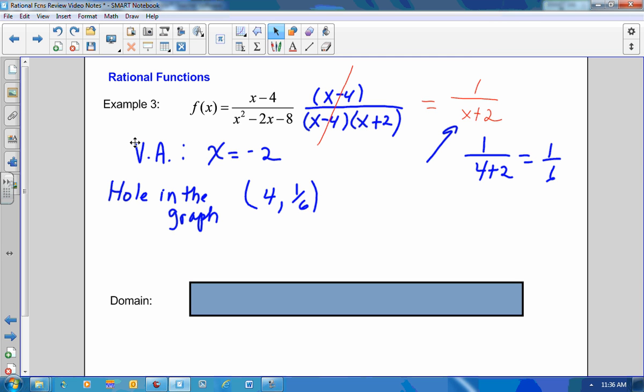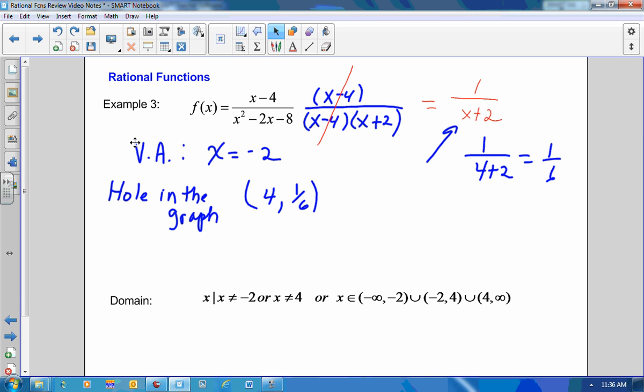And the domain of this function is the same as the previous one, even though the x minus 4 factors cancel out. 4 is still a domain restriction for this problem.